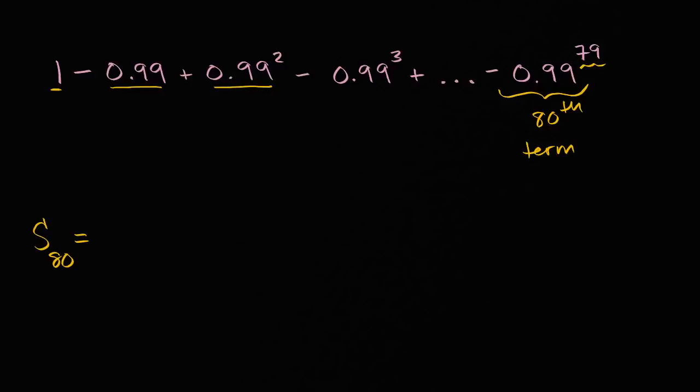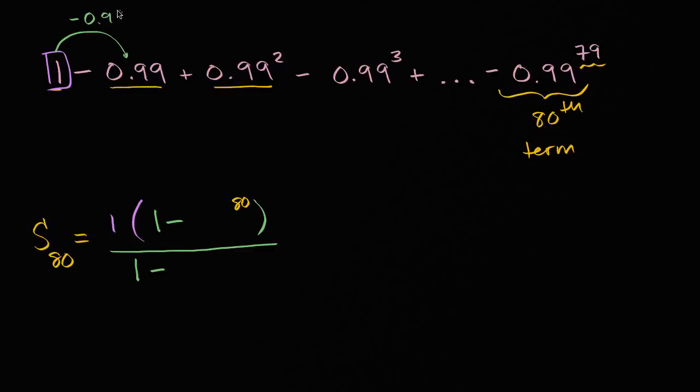And so this is going to be equal to our first term, 1, times 1 minus our common ratio to the 80th power, all over, and I'm leaving a blank because we still need to figure out our common ratio, all over 1 minus our common ratio. At first, you might say maybe the common ratio here is 0.99, but notice we have a change in sign here. The key thing is to ask, to go from one term to the next, what are we multiplying by? To go from the first term to the second term, we multiply by negative 0.99.